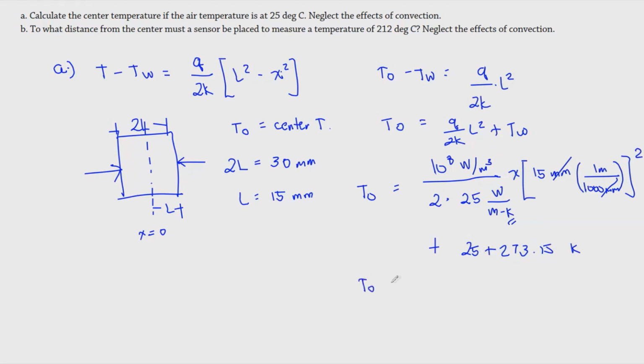So with that, our answer would be equal to... You might well want to try to solve it also so that you can check your answers. So what I will be getting here is 748.15 Kelvin. So this is 475 degrees Celsius. Okay, so the temperature at the center is really high.